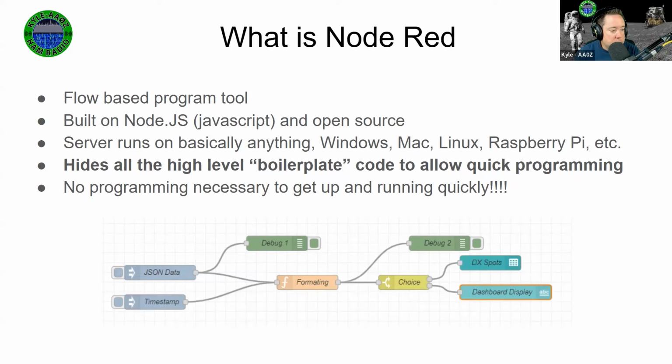Down here on the screen is an example flow that you can see. I'm going to get into some flows later, but this is what a flow in Node-RED commonly looks like.